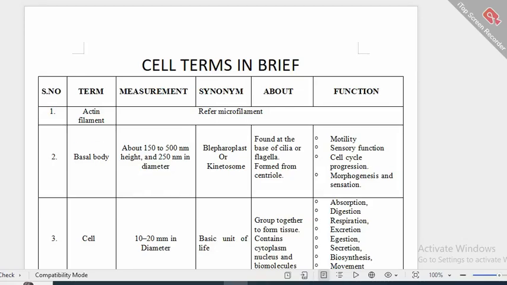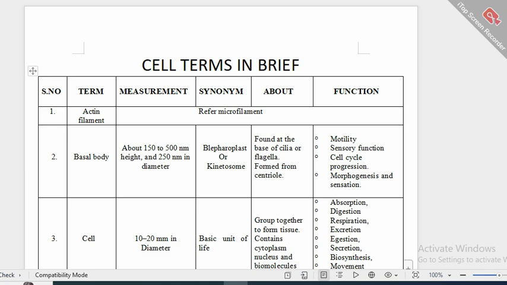So, welcome to the topic of cell and its subcellular organelles, and I will be discussing it in brief and in tabular column. Let me begin with the table of contents. What we will be discussing here is the term or name of the subcellular organelle along with its measurement and synonym, about the subcellular organelle and its function. So let me begin with actin filament.